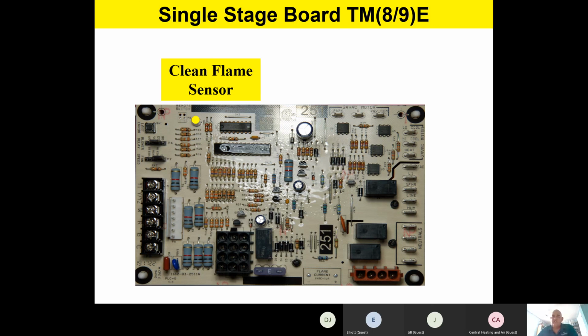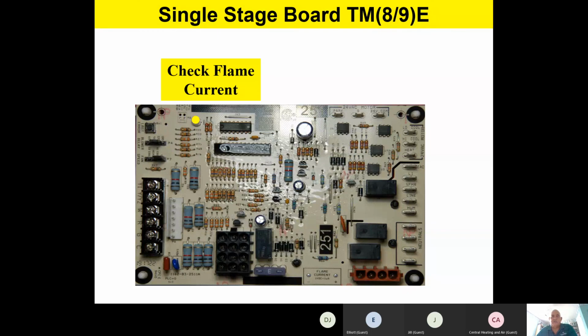If the flame sensor is dirty, make sure that you clean that flame sensor. I like to use Scotch-Brite or stainless steel wool. Do not use sandpaper. We recommend that you use Scotch-Brite or something like that, or stainless steel wool to clean that flame sensor, or replace the flame sensor if you have low flame current. So grounding is very important, and make sure you have a clean flame sensor. And then check your flame current.